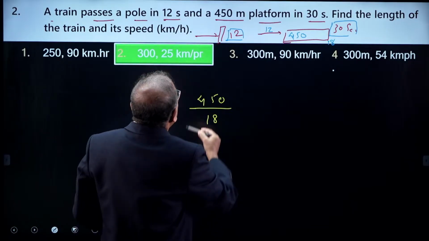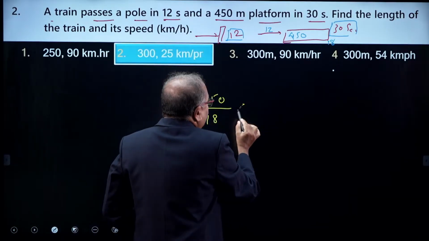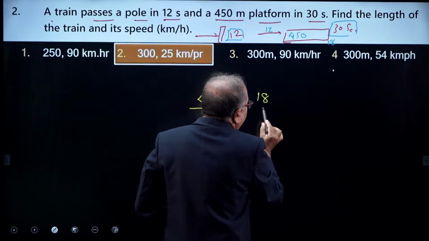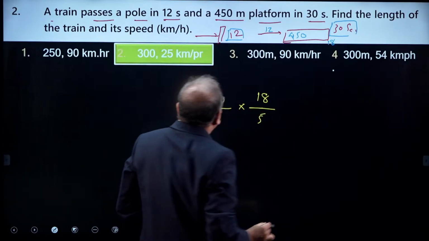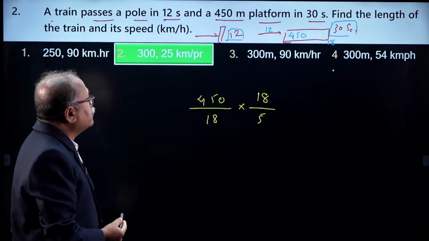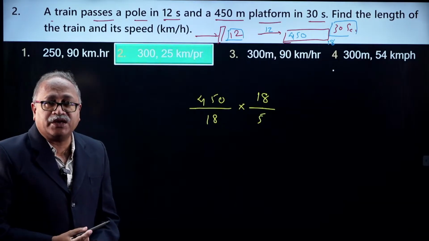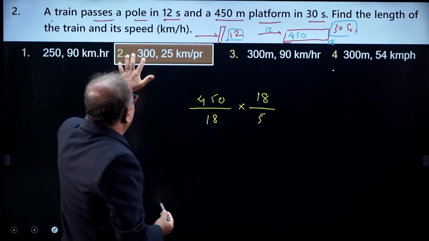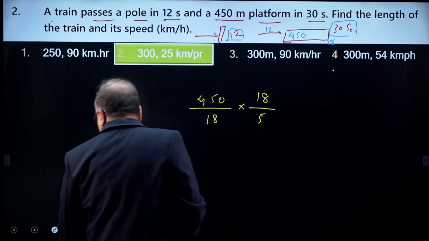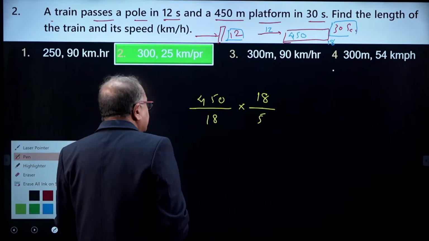Whereas I need to find out the speed in kilometer per hour. So, this should be 18 by 5. I think you are right, my dear friend. The answer should be 90, I think. Let me check this one.